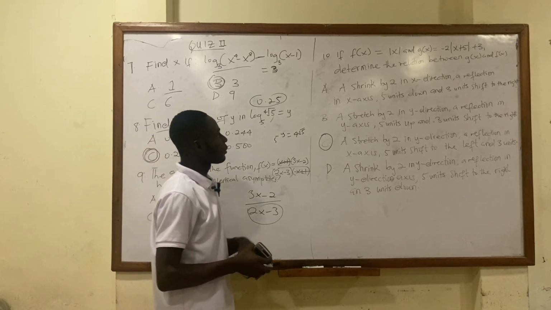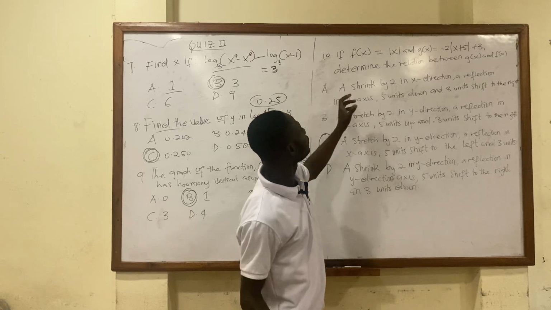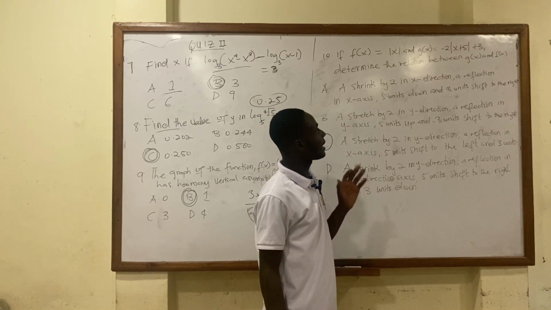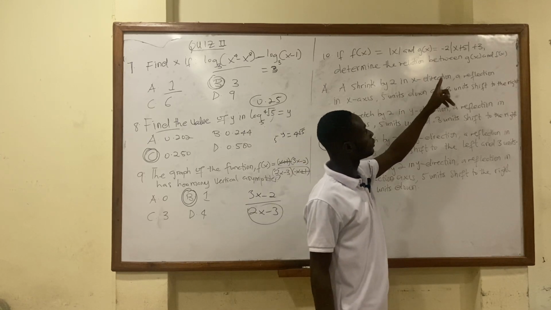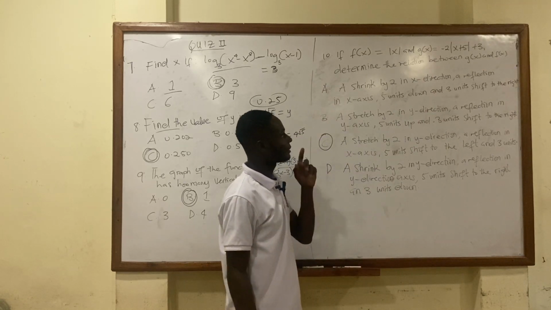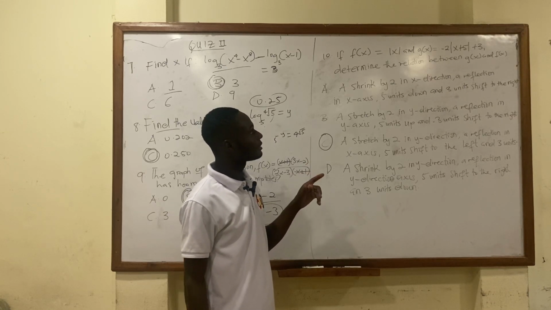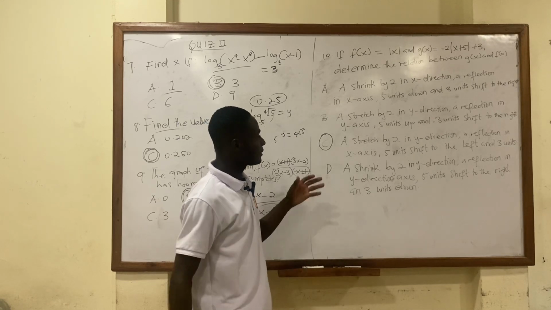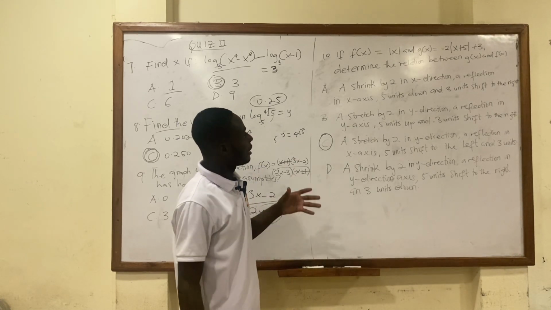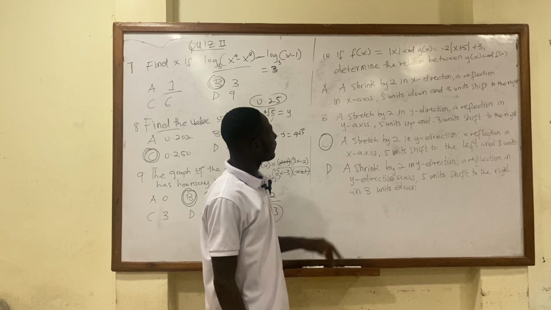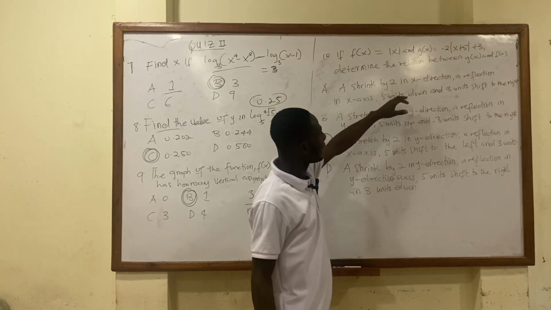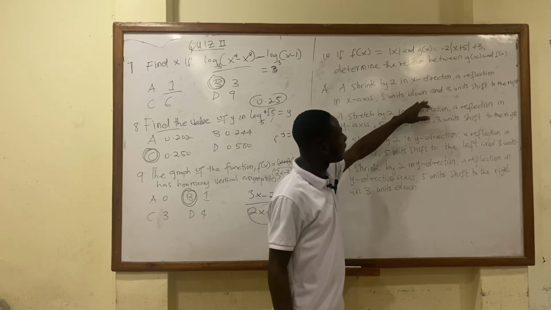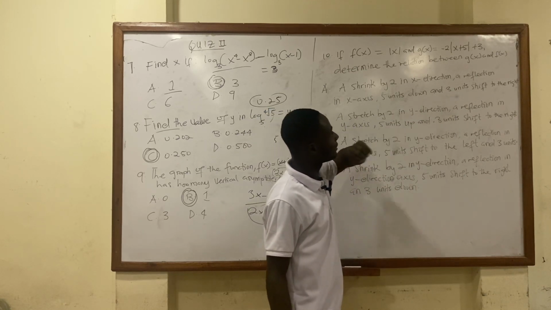And then question 10, they said if f of x is absolute x, and g of x is equal to minus 2 absolute of x plus 5 plus 3, then we should determine the relationship between g of x and f of x. All right, so these are the conditions. So let's look at a stretch by 2 in the x direction, a reflection in the x axis, 5 units down and 3 units shift to the right. No.